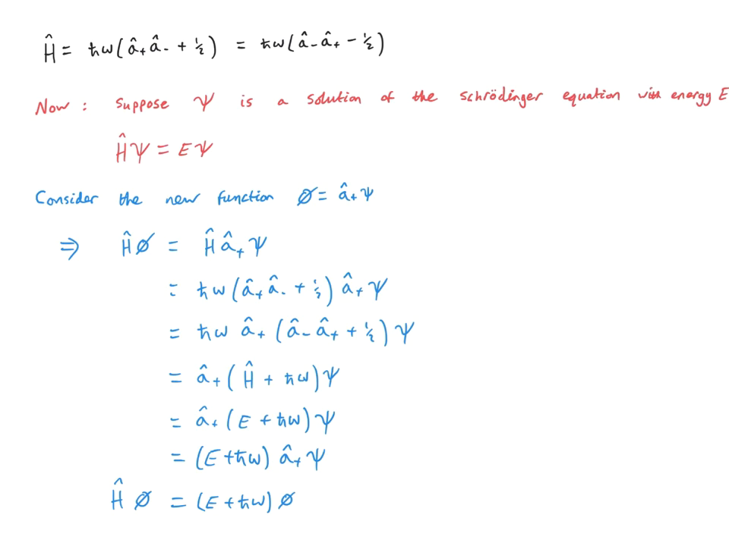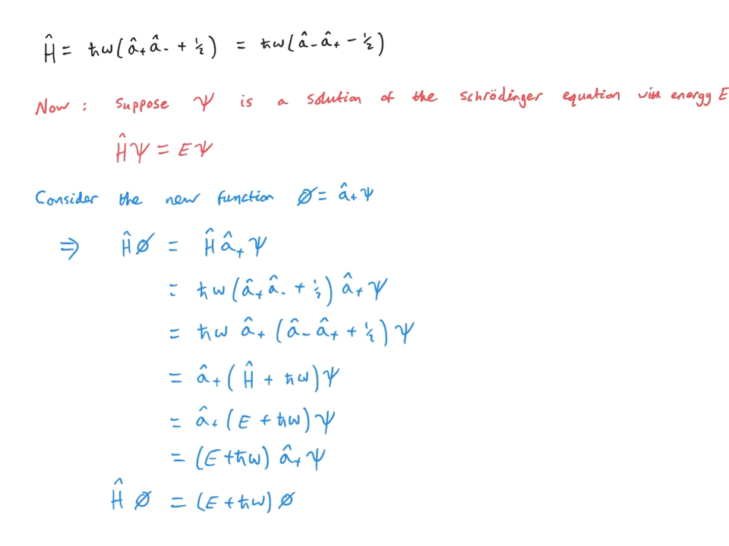This is an extremely important equation. It tells us that if the function psi satisfies the Schrödinger equation with an energy E, then the function phi also satisfies the Schrödinger equation with an energy E plus h bar omega. That's what we see down here. This equation is an eigenvector equation where phi is the eigenvector of H, and its associated eigenvalue is no longer E, but now E plus h bar omega.